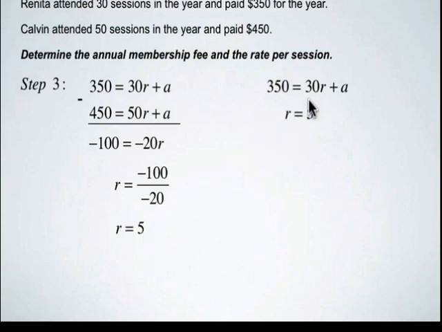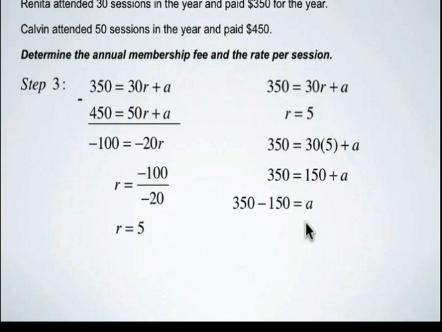So we're going to sub R equals 5 into our first equation, 350 is equal to 30R plus A. When we sub in R equals 5, we end up with 350 is equal to 30 times 5, which is 150, plus A. We subtract 150 from both sides, and we end up with A is equal to 200.